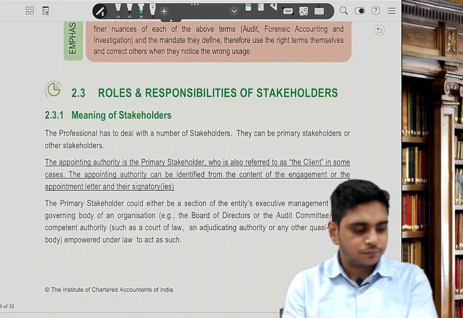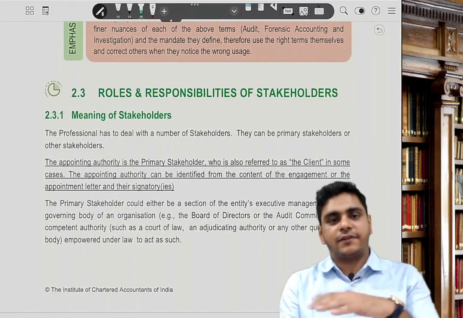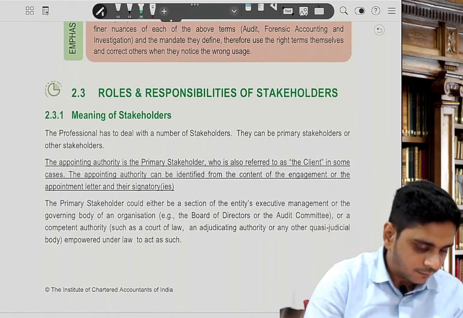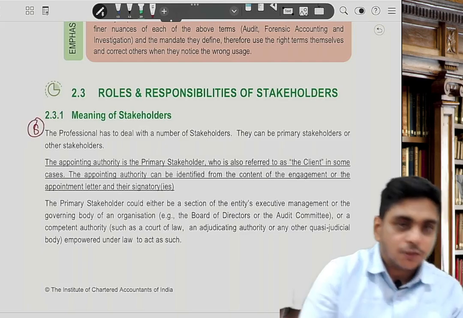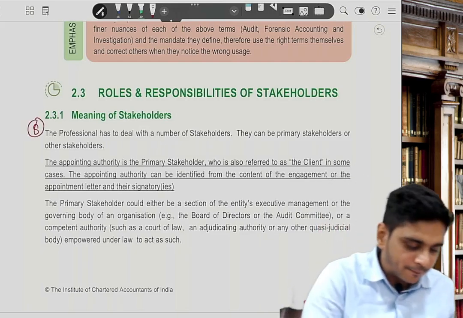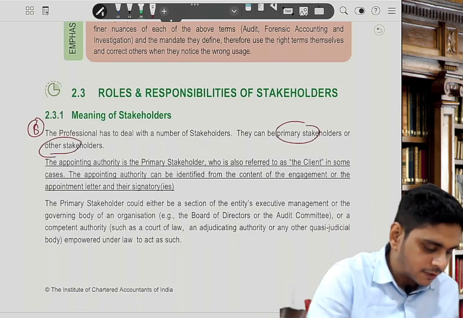Now, so we have done 5, 6, 7. Now we are doing the 8th answer, meaning of stakeholders. So stakeholders can be of two kinds. One would be the primary stakeholders, the other could be the other stakeholders.